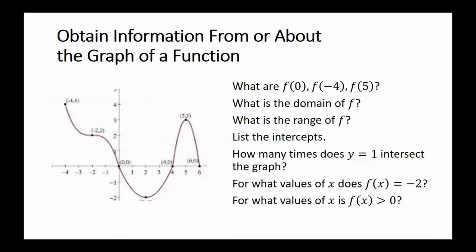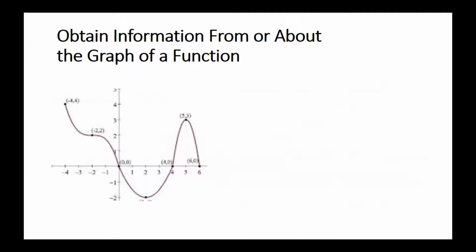Now we look at this and we can see that this passes the vertical line test. There is nowhere on this function that you can draw a vertical line and have it cross through the function more than once. So let's find these different things.